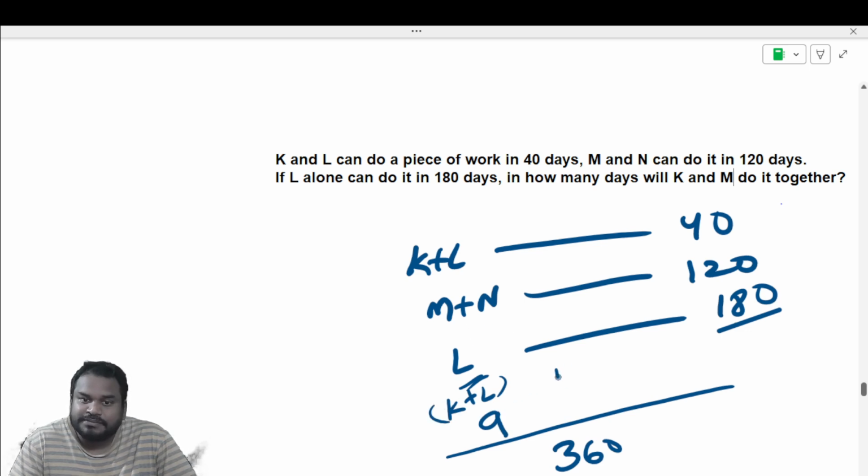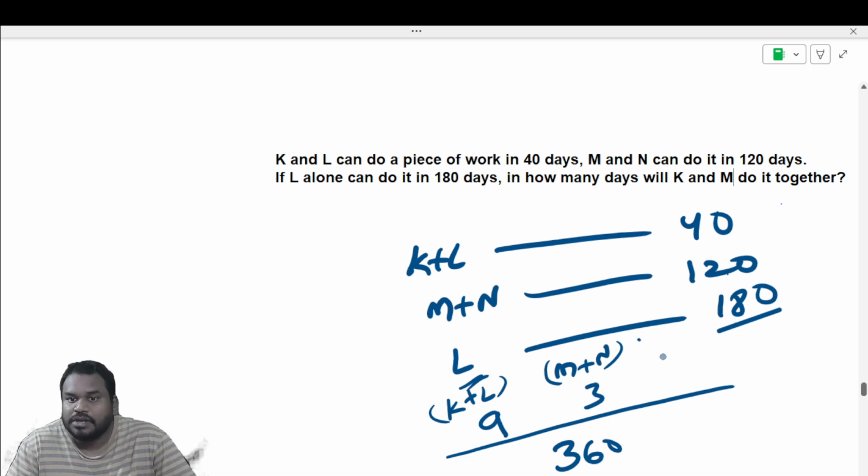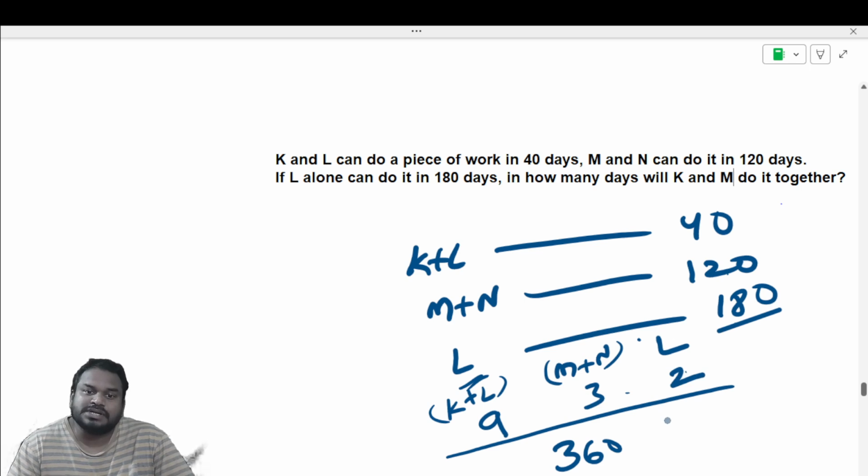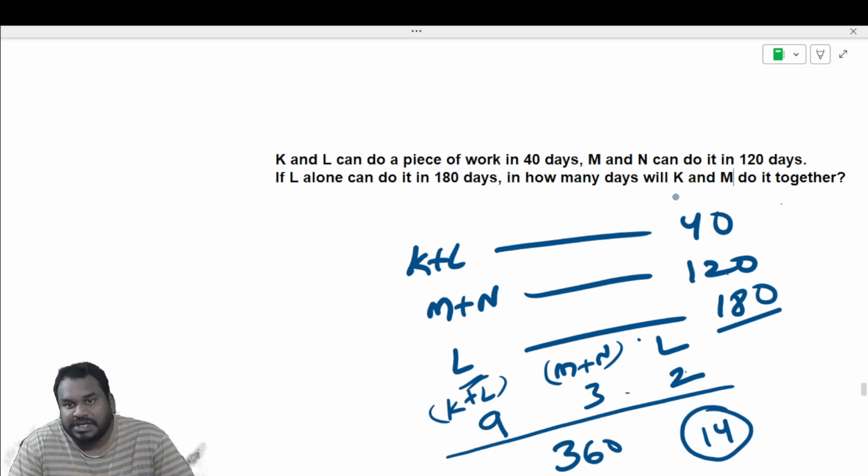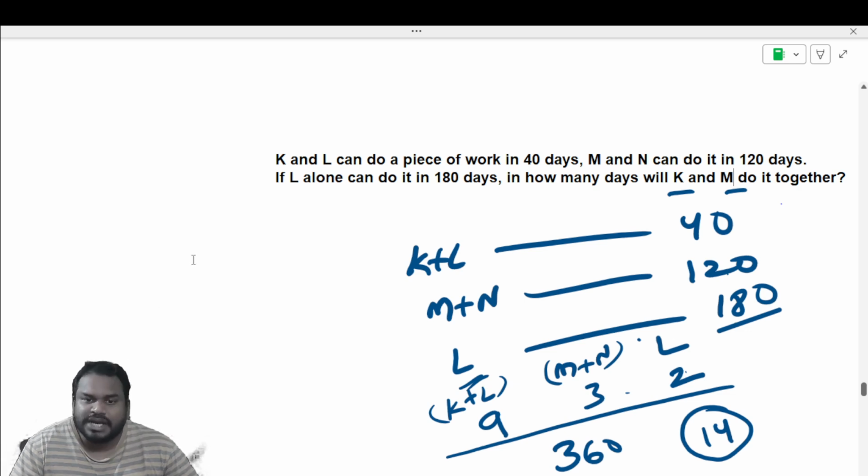And for the second pair, what is the days? 120 days. 360 by 120 is 3. And for L alone, 360 by 180 is 2. So 9, 3, 2. So 9 plus 3 is 12, 12 plus 2 is 14, the total efficiency. But do we need 14, the total value? No, we need in how many days will K and M do it together. So K and M is asked.